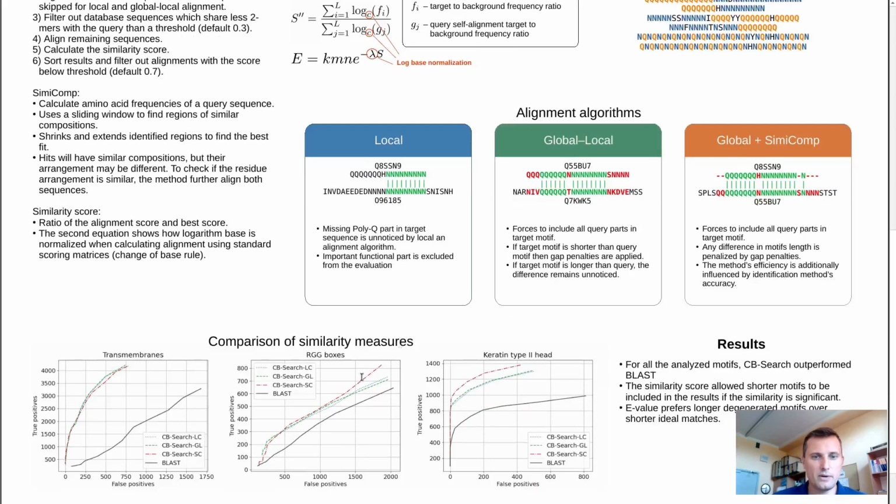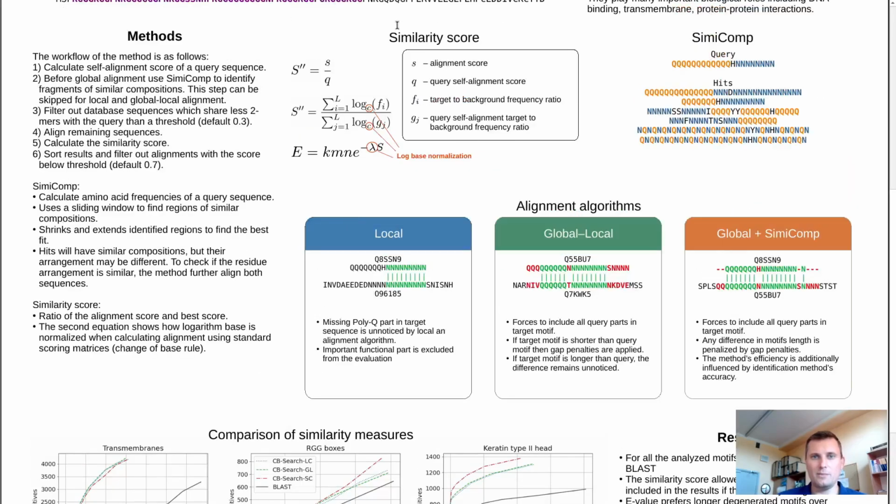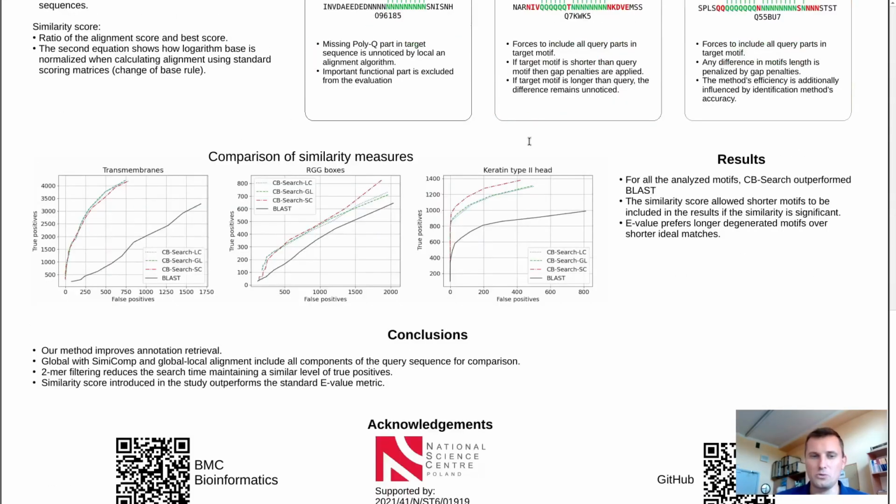So the results are better, however, we didn't notice a significant difference between the alignment algorithms. For the transmembranes, they are very similar. For RGG boxes, global alignment with semicomp performs a little bit better over here. However, the difference is still not significant. Maybe here it performed a little bit better, but the difference is not astonishing as in the case of similarity score. It means the alignment algorithm doesn't have such a huge impact.